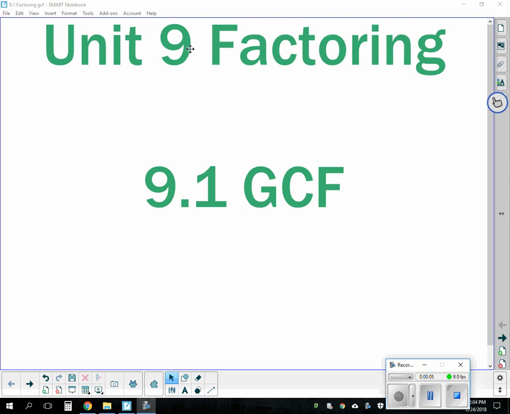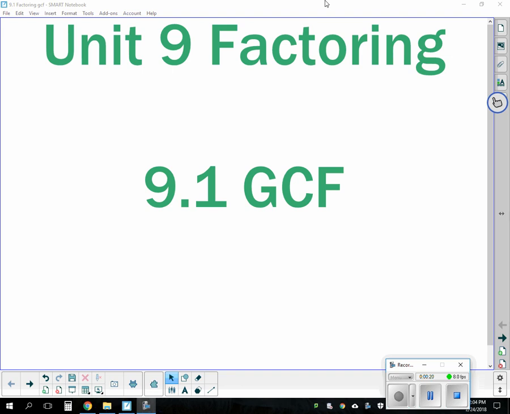Unit 9? Where'd Unit 8 go? Yeah, you just finished Unit 7. There's no Unit 8, and we're moving to Unit 9. It's because there were two Unit 4s, so I got to fix things. So I'm leaving space, and we're going to Unit 9, factoring.